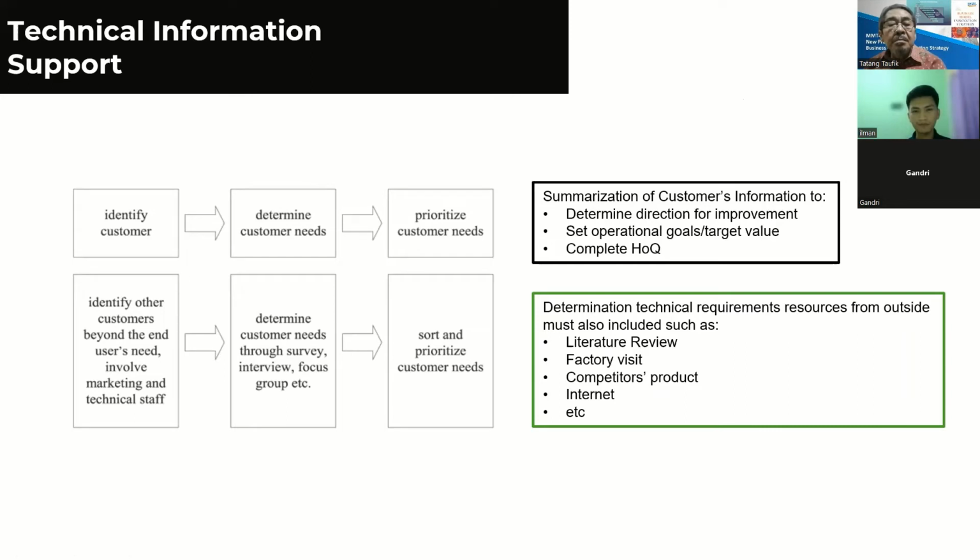And the second is identify other customers beyond the end user, and involve marketing and technical staff. After that, determine customer needs through survey, interview, focus group, and exercise. The result is that the author sorts and prioritizes customer needs, and determines technical requirements. Resources from outside must also be included, like literature review, factory visit, competitors' products, internet, and exercise.